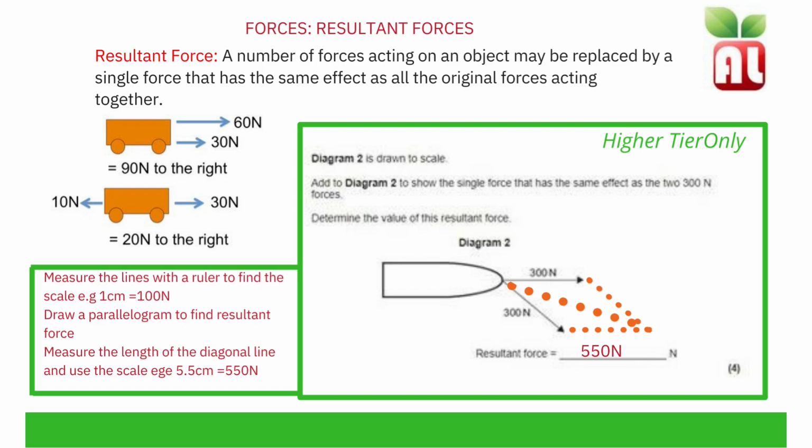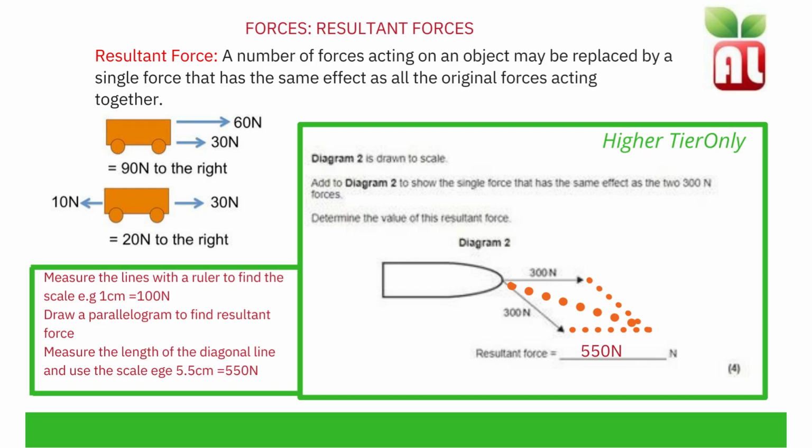You can use a parallelogram rule to find the resultant force on an object. For example, in our diagram, the single force that has the same effect as the two 300 Newton forces. We can use this to determine the resultant force. Complete the diagram by drawing a parallelogram. As the diagram is drawn to scale, we need to indicate what the scale is, where 1 centimetre represents 100 newtons.